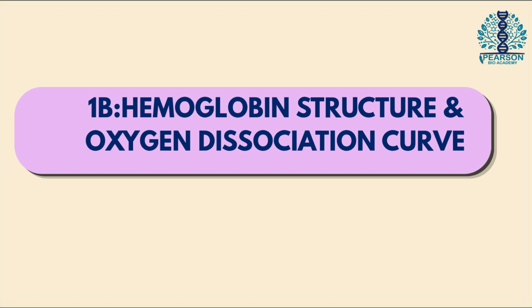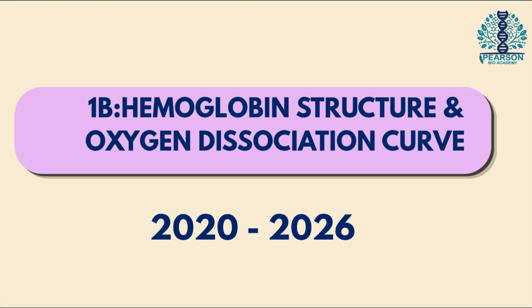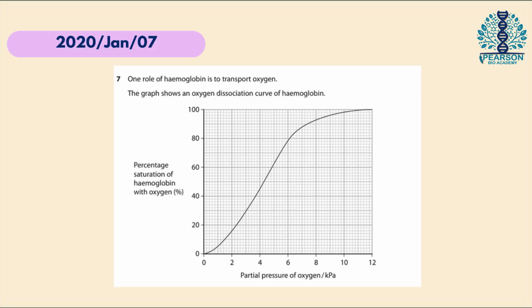And today I'm going to start a topic from 1B, which is hemoglobin structure and the oxygen dissociation curve. Through this, we are going to do past paper questions from 2022 to 2026. So let's dive in. And through the past paper discussion, I will explain the main points you need to study. So the first question is coming from the Jan 2020 paper, question number 7.